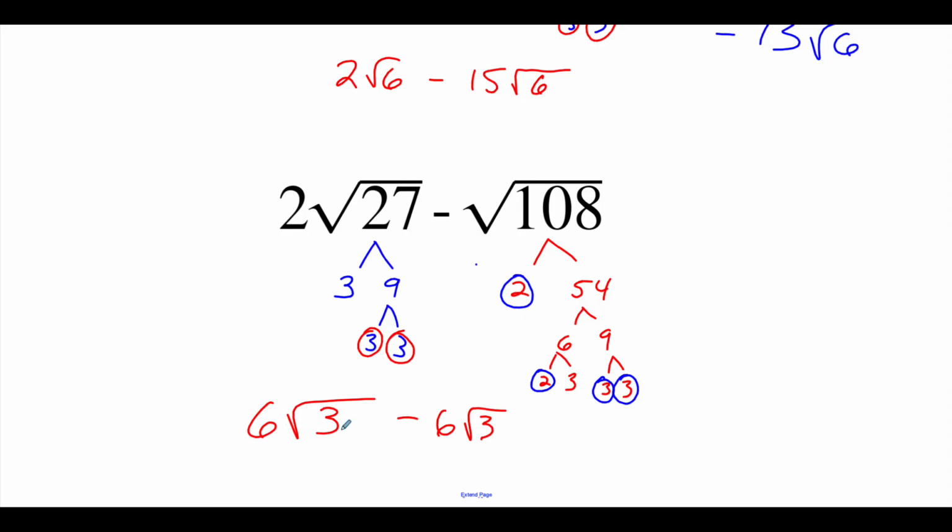So we've got 6 root 3 minus 6 root 3. These are the same radical. They're both square root of 3. So we're going to do the subtraction. 6 minus 6 is 0, and we leave that square root attached on the end. So we have 0 square root of 3. But if we take 0 times the square root of 3, that's just going to give us 0 as our final answer.